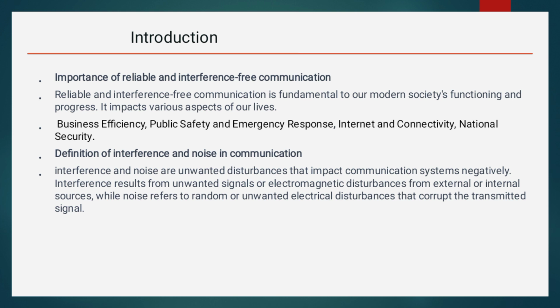Now let us understand the definition of interference and noise in communication. So interference and noise are unwanted disturbances that impact communication systems negatively. Interference results from unwanted signals or electromagnetic disturbance from external or internal sources, while noise refers to random or unwanted electrical disturbance that corrupts the transmitted signal.